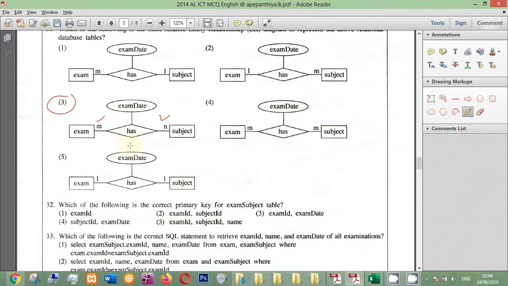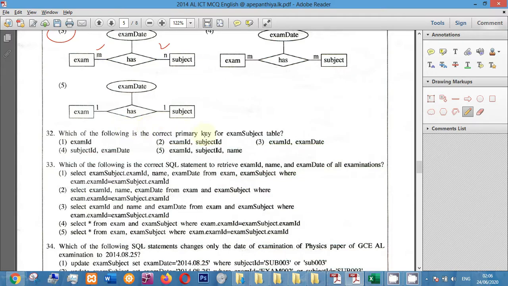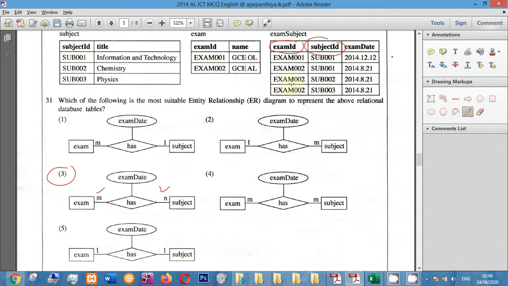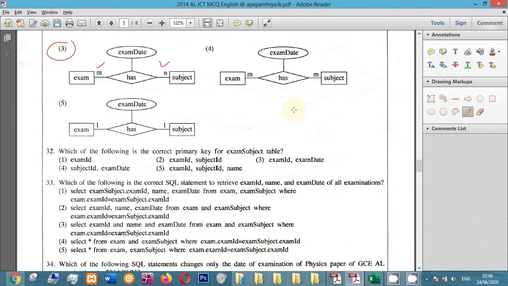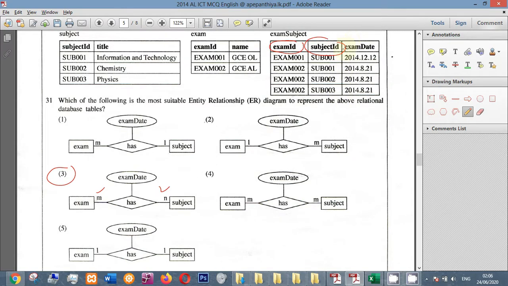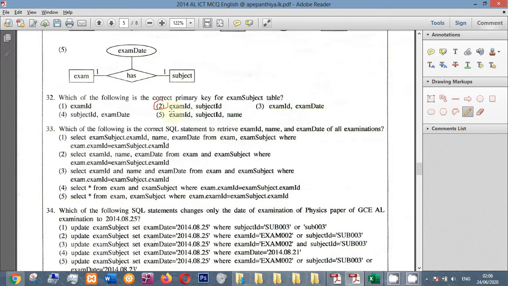Which of the following is the correct primary key for exam subject? Well, as I told you earlier, we can't have exam ID alone as a primary key because it's duplicating. Subject ID can't be taken because it's duplicating, right? So remember, there are 2 important characteristics of a primary key. One, it cannot duplicate. Second, it cannot have null values or blank values. It cannot be empty. So the answer is 2. We have to take exam ID and subject ID both together, which is a composite key.